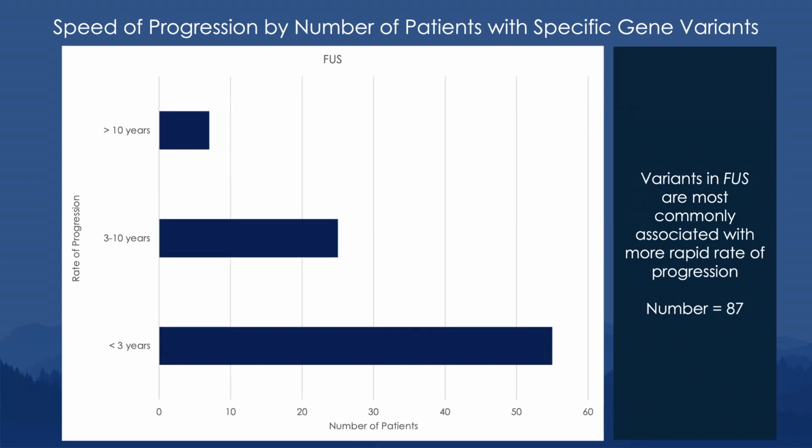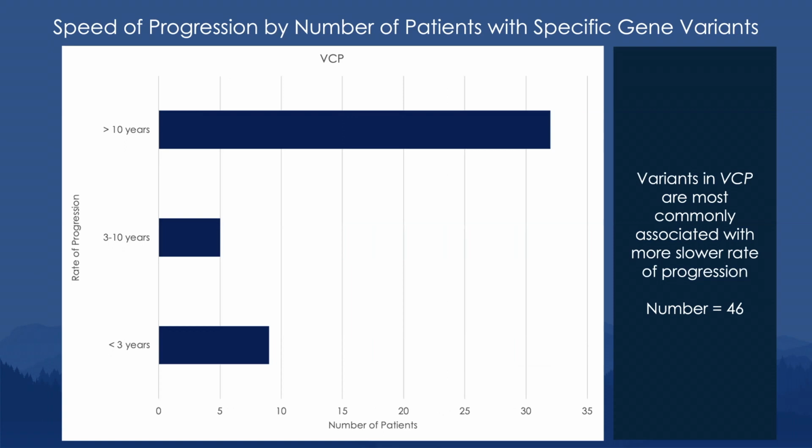Similarly, the rate of progression is exacerbated in patients who have mutations in FUS, which you can see here as a preponderance of those patients with FUS out of the 87 have a very rapid rate of progression of disease. So FUS is not just fast in its onset, but as I showcased earlier, it presents in younger and younger patients, which collectively suggests that variants in FUS confer a more aggressive pattern of disease.